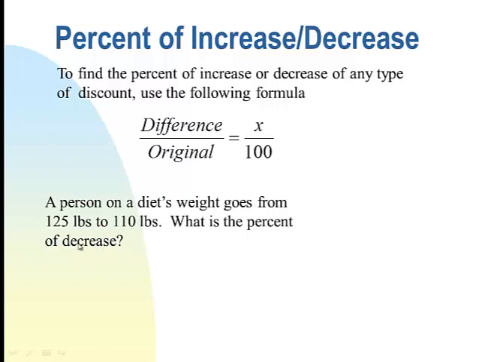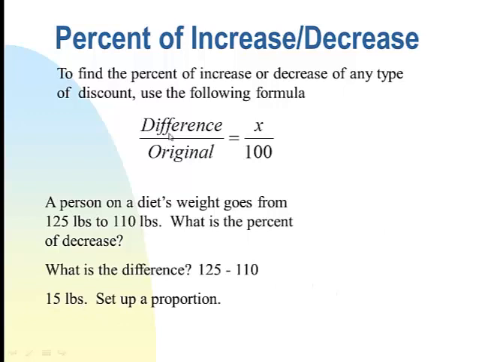Well, how do I know it's a decrease? Because the numbers are going down. So the first thing I want to do is find the difference of those two numbers. I subtract 125 and 110, and I get 15. And now I'm going to set up my proportion. 15 over the original amount. Not what it ended with, not the biggest, what you started with. So this would be 15 over 125 equals x over 100.